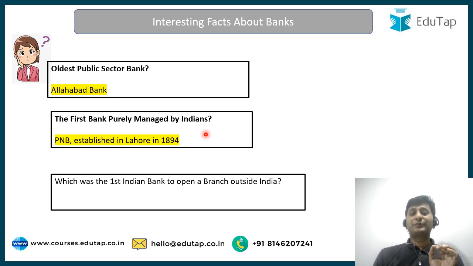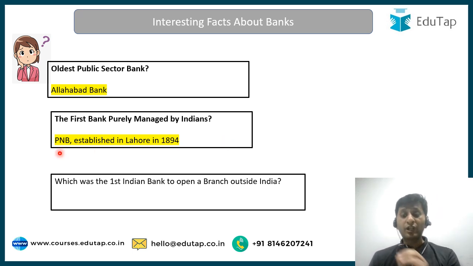The answer is Punjab National Bank. It was established in Lahore in 1894 when the partition had not happened. Right, everything was like India. So PNB, established in Lahore in 1894, was the first bank purely managed by Indians. Apart from that, other banks which were established before PNB were not purely managed by Indians.